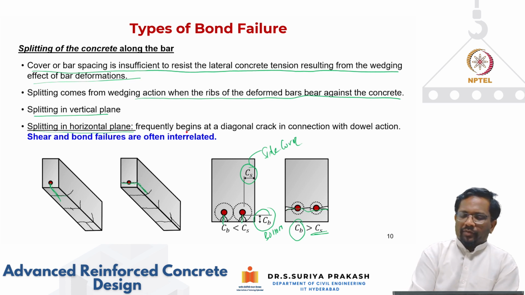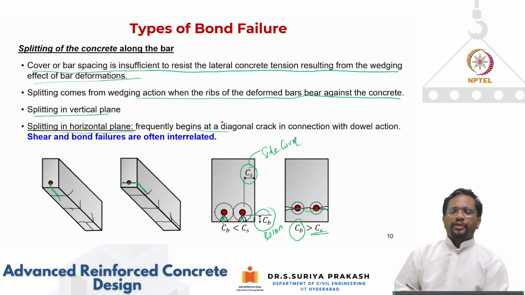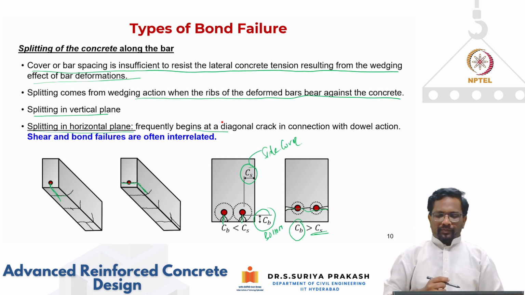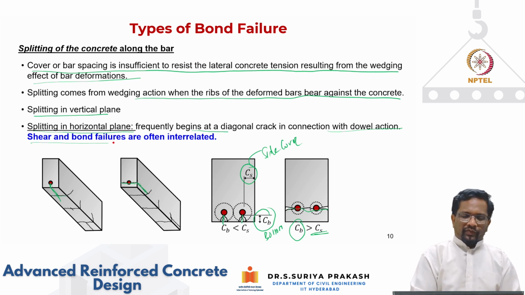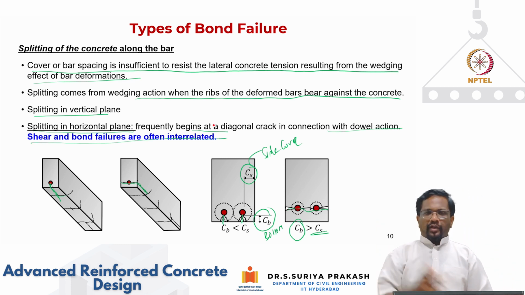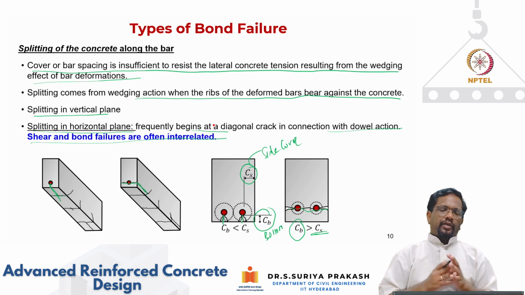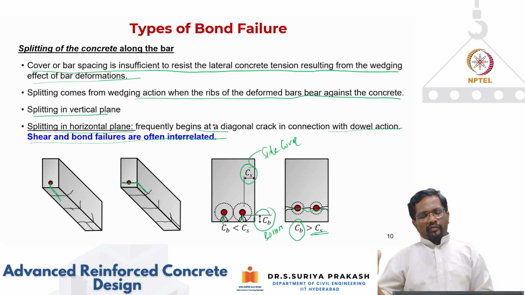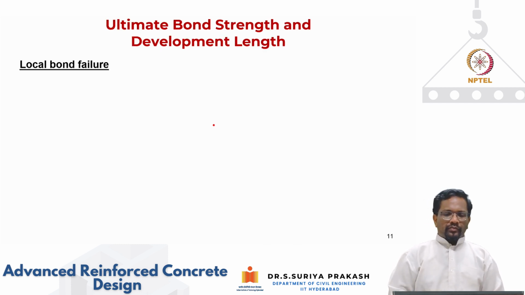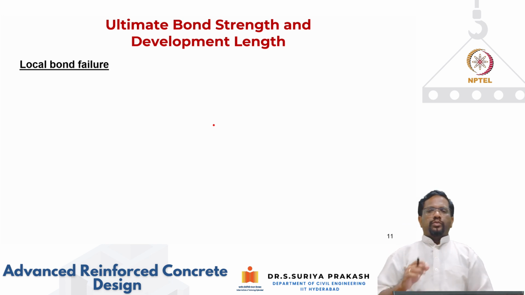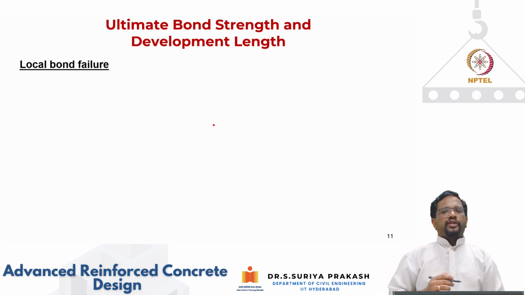Frequently, horizontal splitting usually happens when you have a diagonal crack that is forming because of shear, or maybe a flexure shear crack that is forming in connection with the dowel action. And in fact, most of the time, shear and bond failures are interrelated. When you have a shear crack or a flexure shear crack, and if your cover and your bond stresses are not adequately developed, then you have this kind of horizontal plane splitting. Now, let us look at what is an ultimate bond strength and what is a development length.